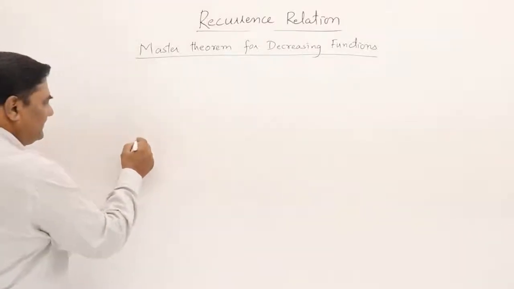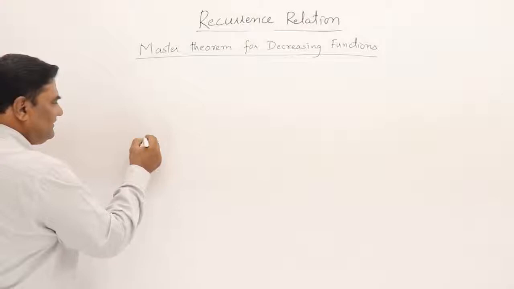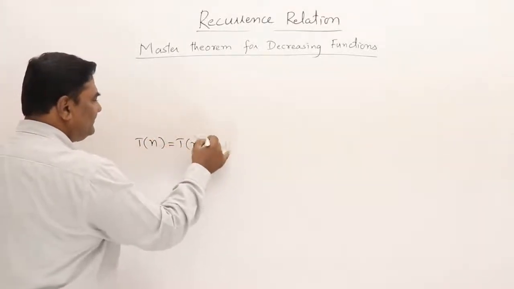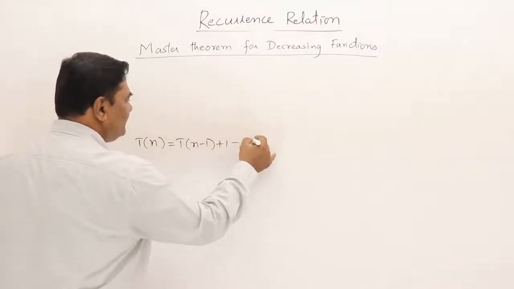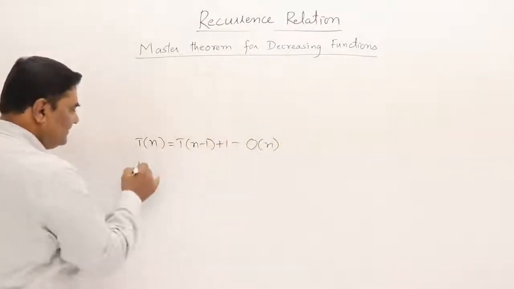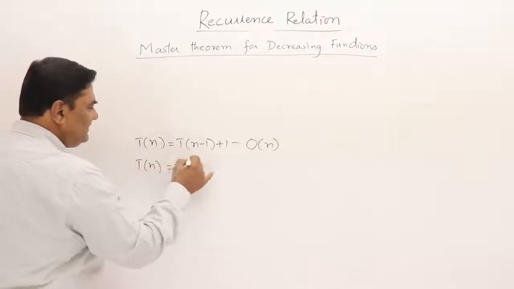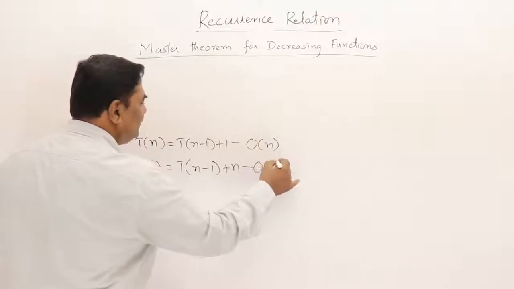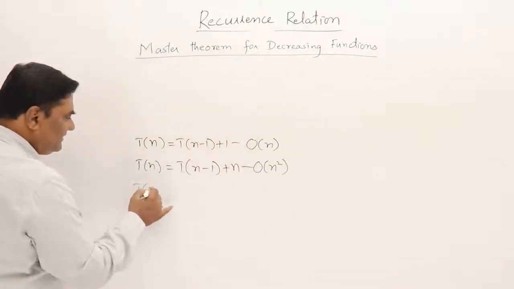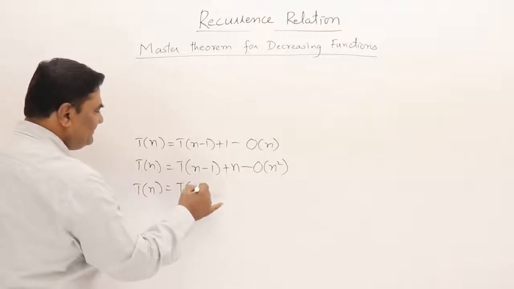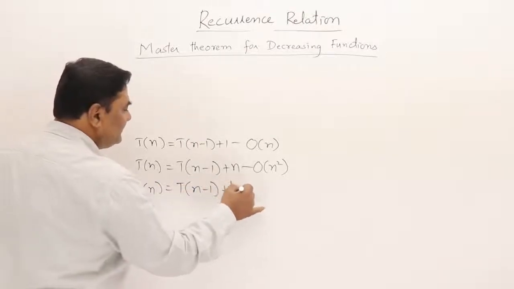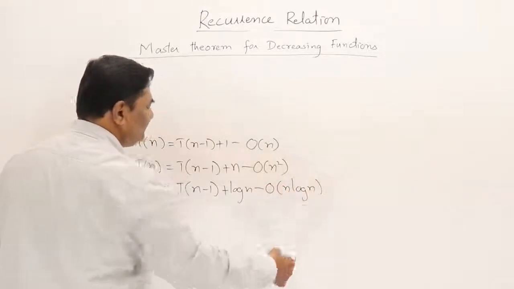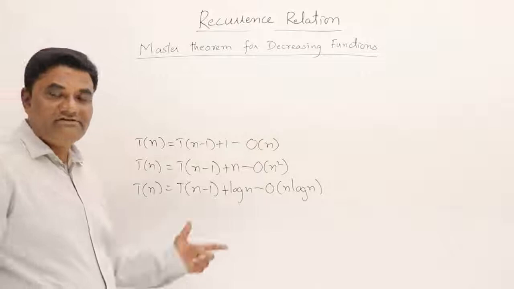See, we have already seen that T(n) = T(n-1) + 1 was order of n. T(n) = T(n-1) + n was order of n square. T(n) = T(n-1) + log n was order of n log n. These were the answers we got.